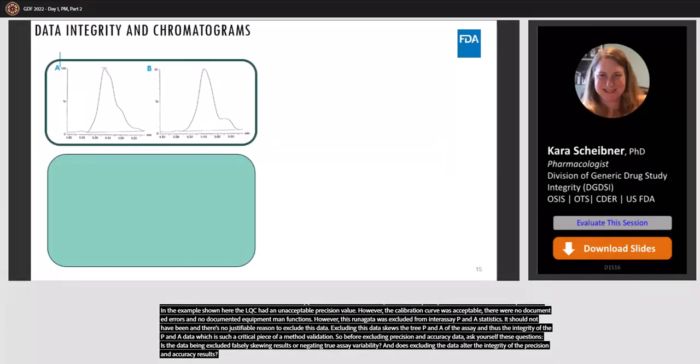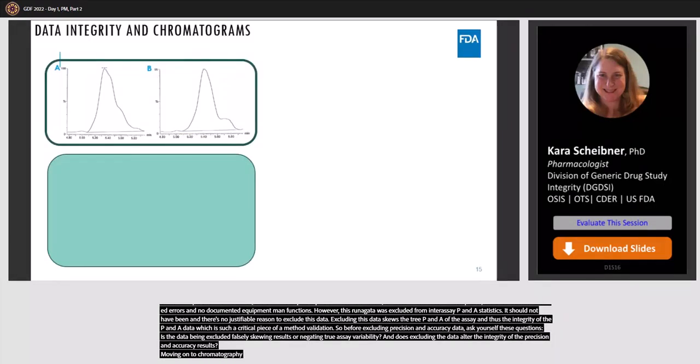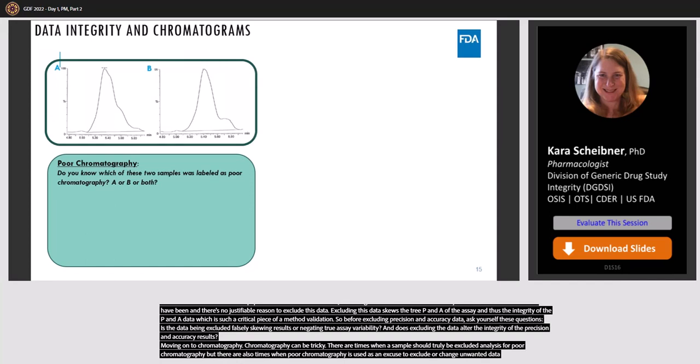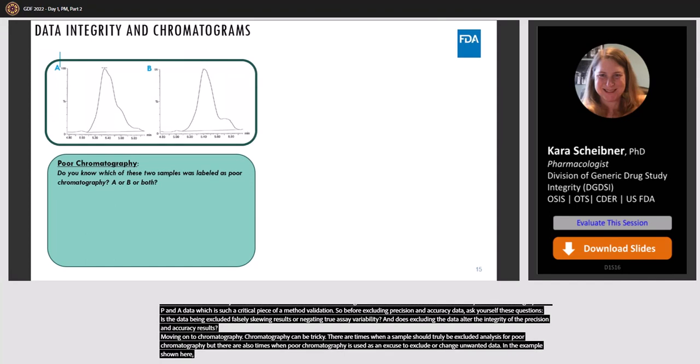Moving on to chromatography. Chromatography can be tricky. There are times when a sample should truly be excluded from analysis for poor chromatography, but there are also times when poor chromatography is used as an excuse to exclude or change unwanted data. In the example shown here, and this is a rhetorical question, which of these two samples was labeled as poor chromatography, A, B, or both? The answer, sample B.